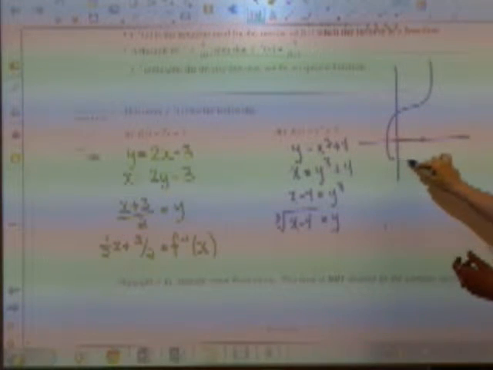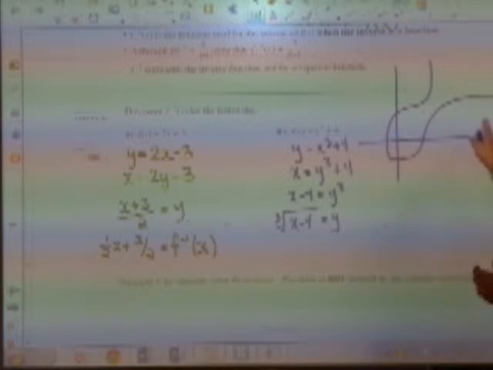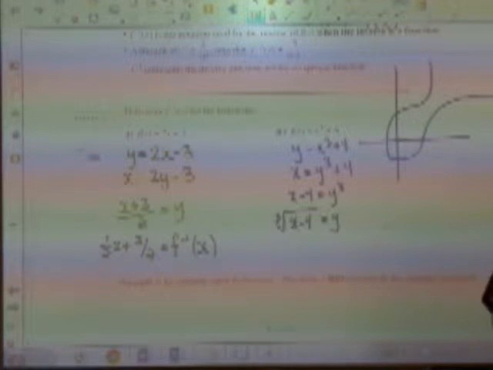It kind of goes like that, right? Something like that. Is that a function? Yes. So to tell if it's a function, you just graph it on the calculator. Sometimes you have to graph it.